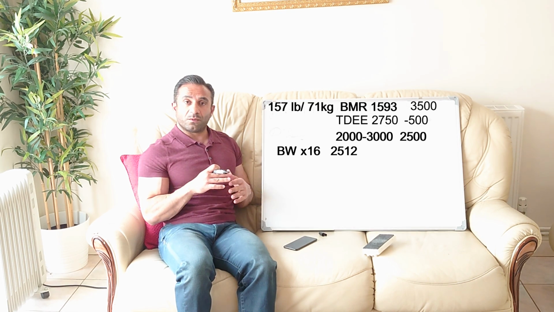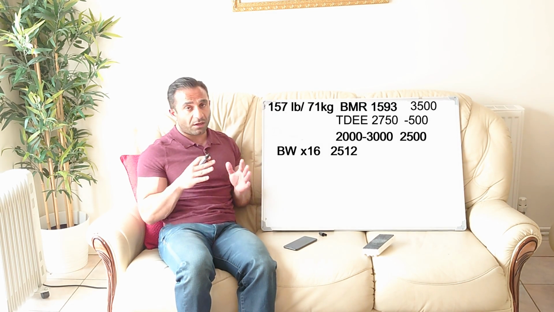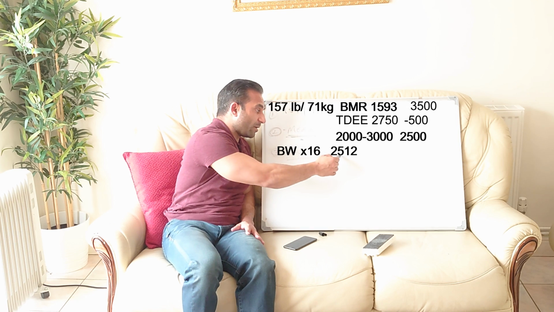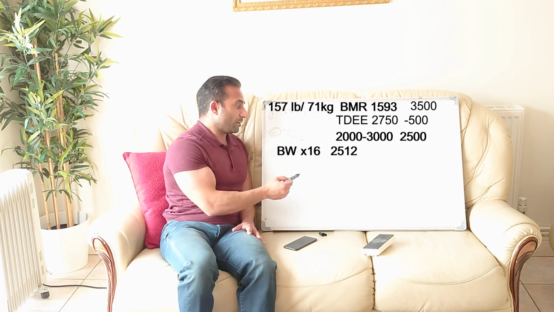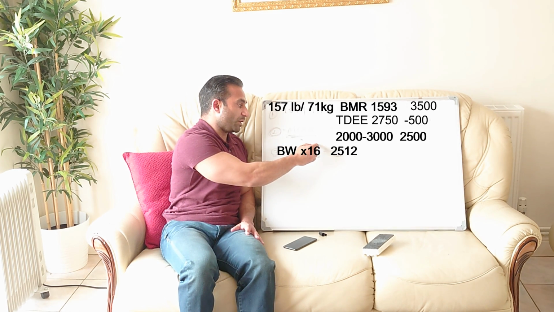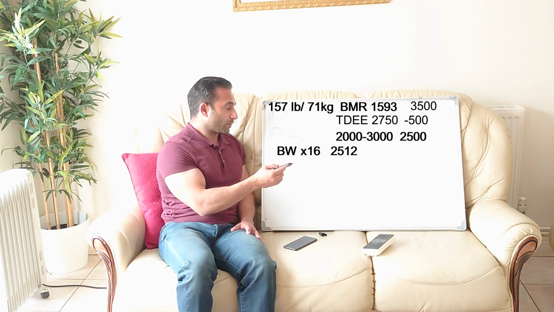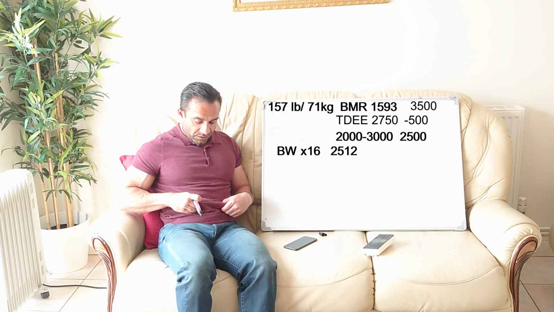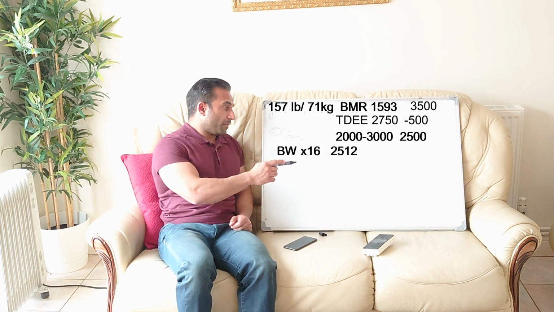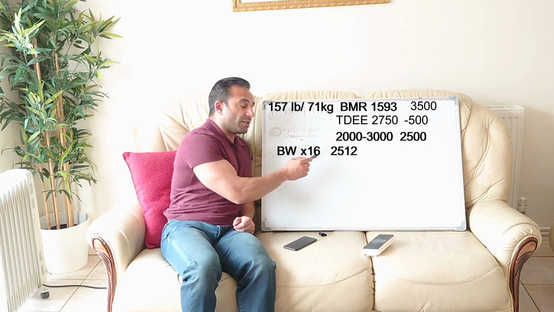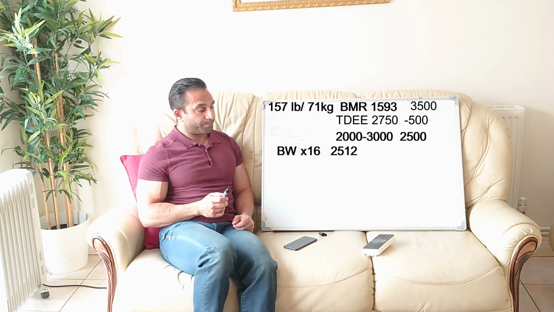Now, if you're quite obese, if you're holding a lot of body fat, then that figure might be a bit high. Okay, so you might need to multiply by 14, maybe even 13, depends on how big you are. But if you're fairly lean, if you can see your abs, when you're just holding a little bit of fat, then 16 is a good figure to multiply your body weight by.